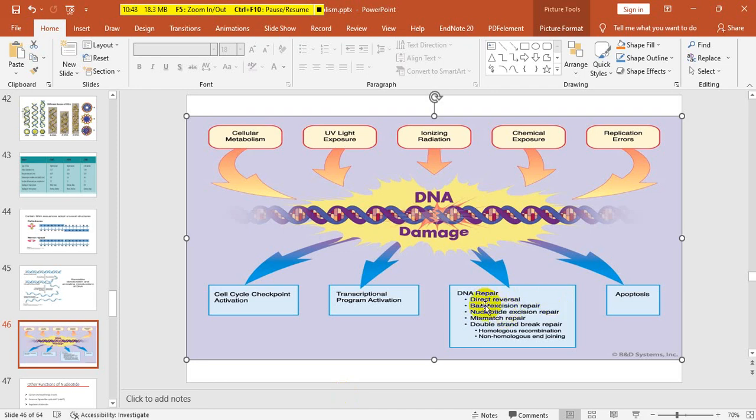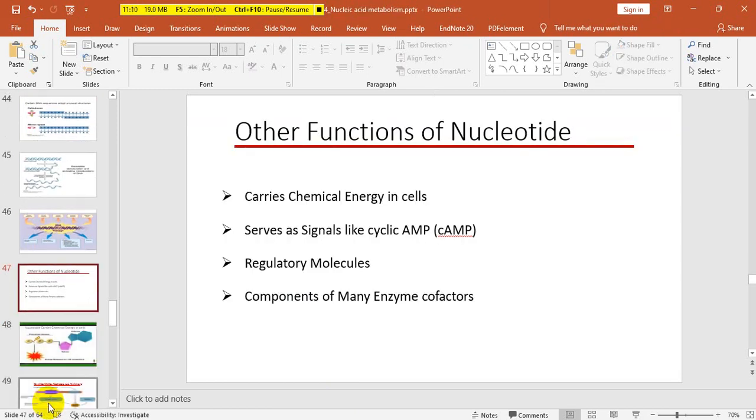Okay, so these are the various DNA repairs: direct reversal, base excision repair, nucleotide excision repair, mismatch repair, double-stranded DNA break repair, homologous recombination, non-homologous. Please, this one is too early. I will teach you some of these things later. You are too young to know these things.